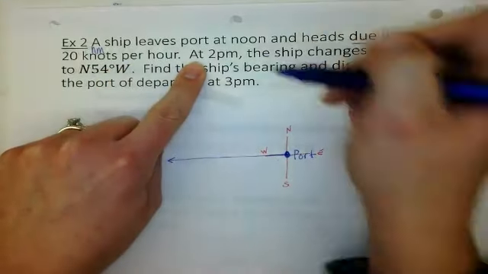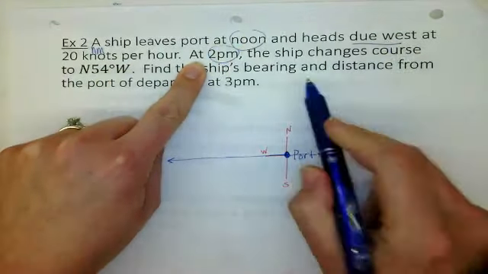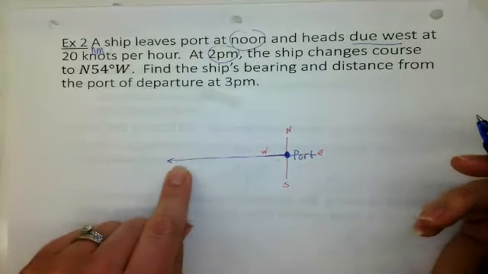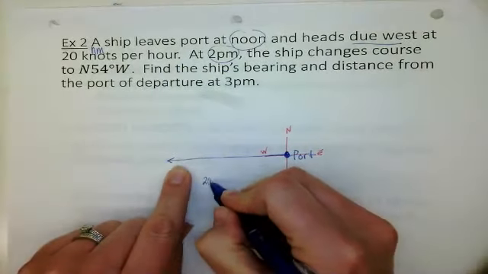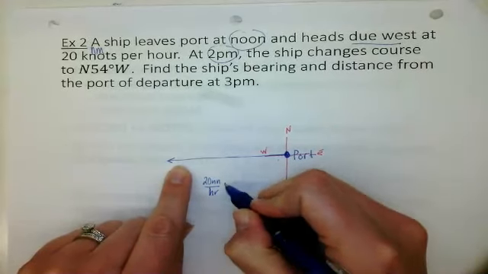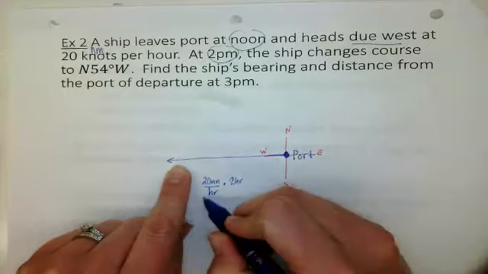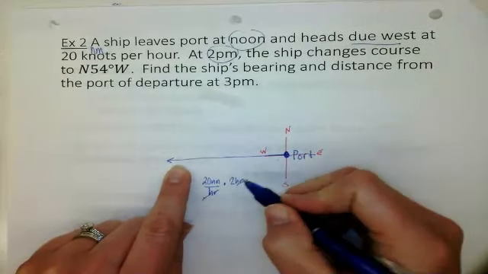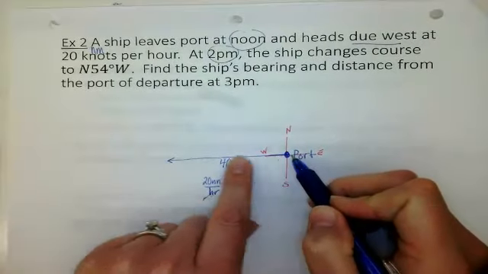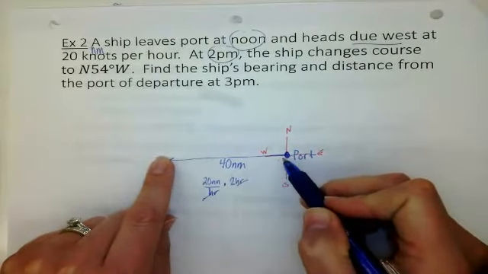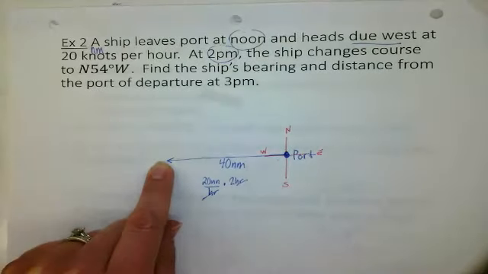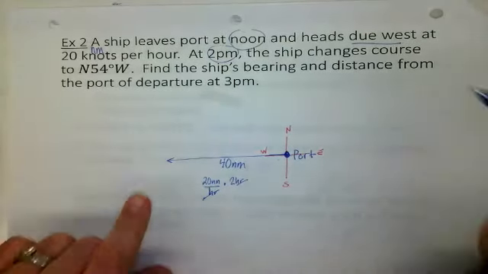At 2 p.m. So he started at noon, and then at 2 p.m. he changes course, which means he went at 20 nautical miles per hour, and he did that for 2 hours. So hours cancels, 20 times 2 means that we went for 40 nautical miles. So we want a distance here, not a time, not a speed. We need distances. So make sure that your unit is a distance unit. And then it's going to change course.